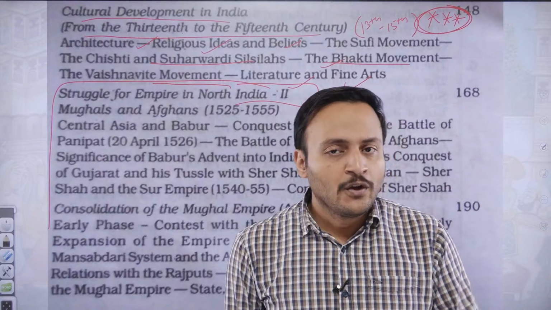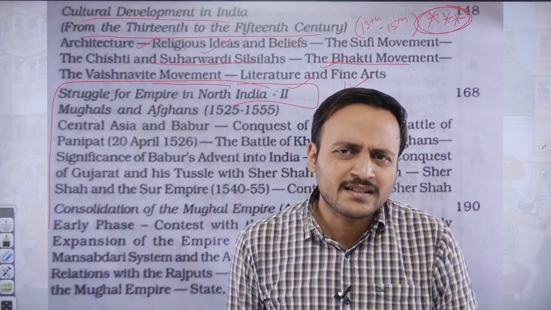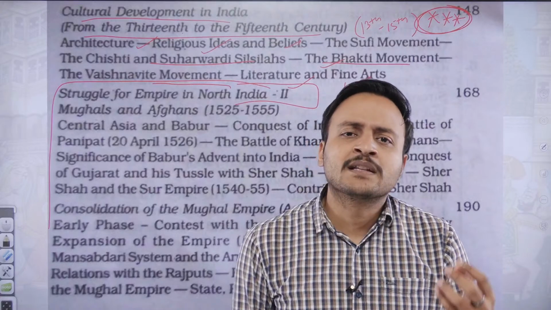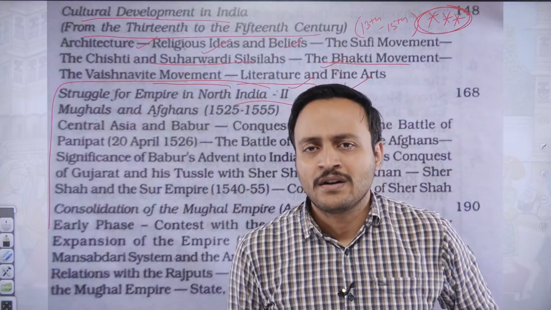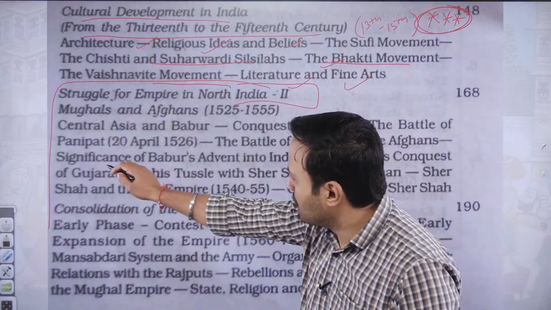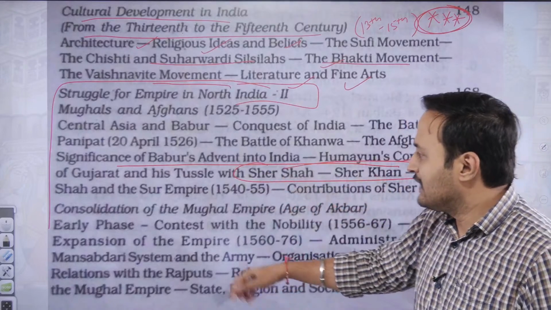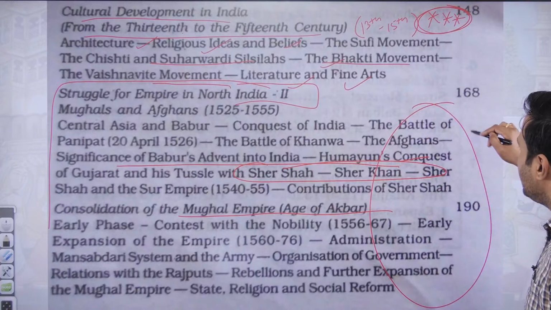Rightly so, because they had the largest empire in the entire medieval period of our country, which was spread across the entire subcontinent except some parts in the northeast, some parts in southern India, and some parts where the Marathas were dominant. That also during the later stages of the Mughal period. Okay, everyone? So, beginning from Babur's advent into India, Humayun's conquest, along with the Sher Shah period, and then consolidation of the Mughal Empire, this entire Mughal chapter is very important.